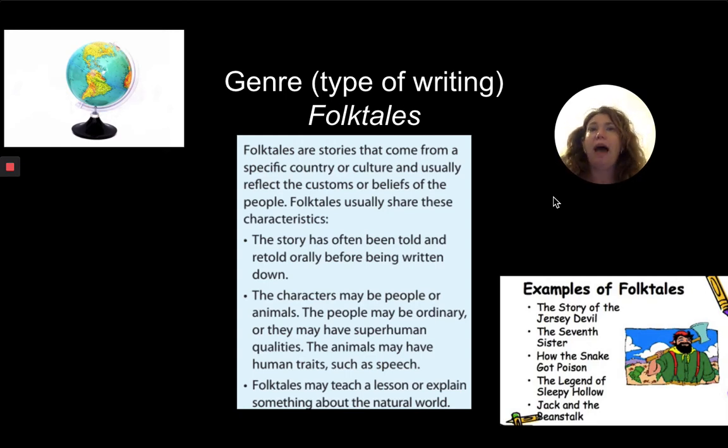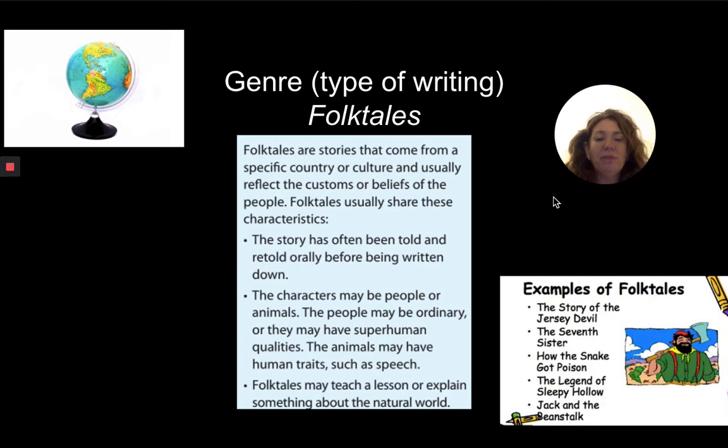That means that before it became a story on a piece of paper that I could read to you, there were people that would go around and just teach these stories, tell them. They may sit around a fire or whatever, but that's how they did it. It was all by mouth. They weren't reading off of a piece of paper until they later started writing them down.